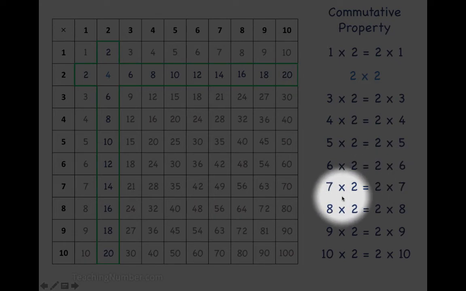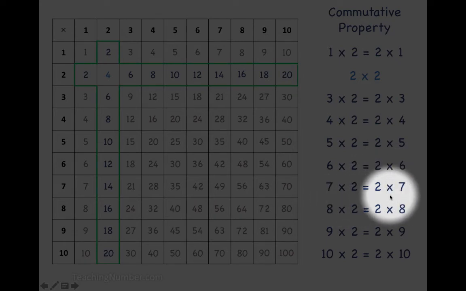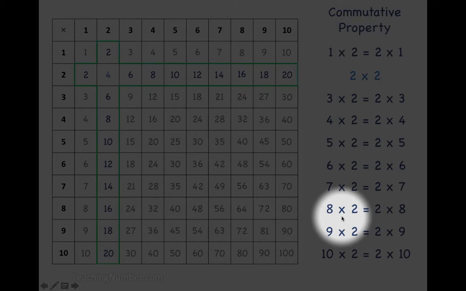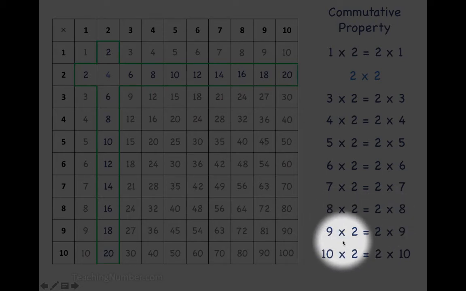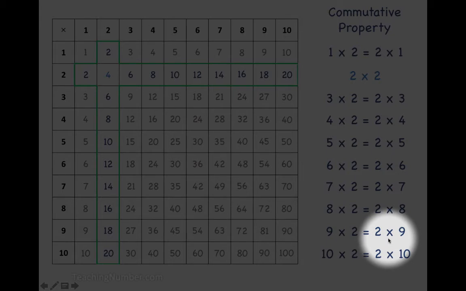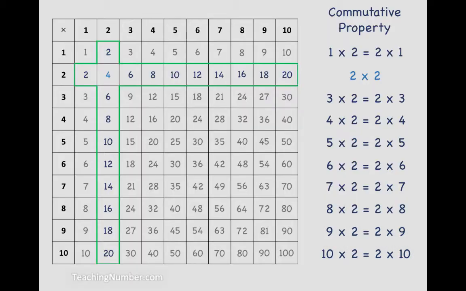7 2s make 14, and so does 2 7s. 8 2s make 16, and so does 2 8s. 9 2s make 18, and so does 2 9s. 10 2s make 20, and so does 2 10s.